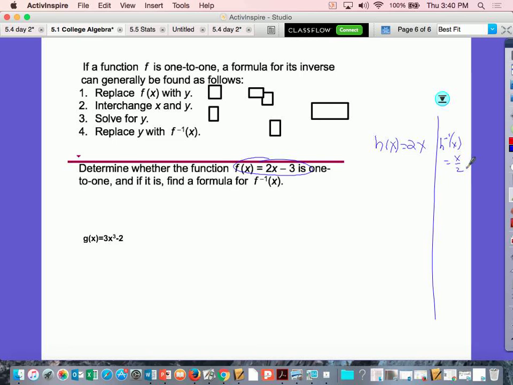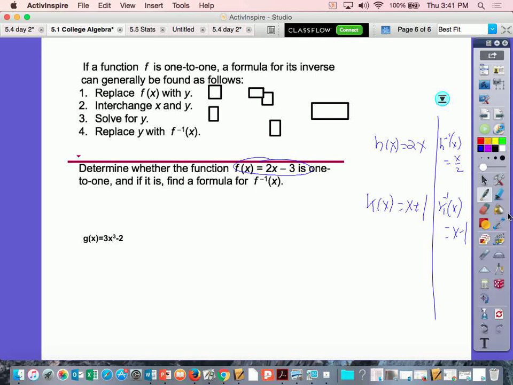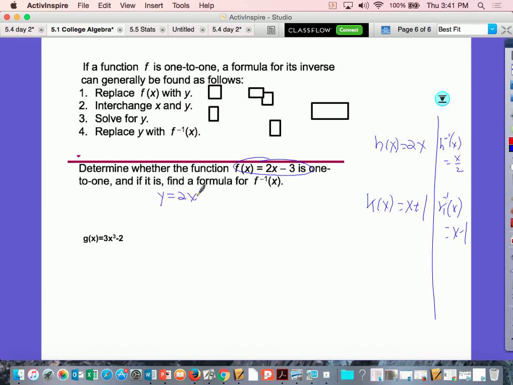Okay? If I told you that k of x was add 1, then the inverse of k is subtract 1. That's all we're doing. We're trying to find the function that undoes what the first function does. Okay? So let's see if we can follow the rules and see if it makes any sense here. So rule number 1, replace the f of x with a y. That's step number 1.